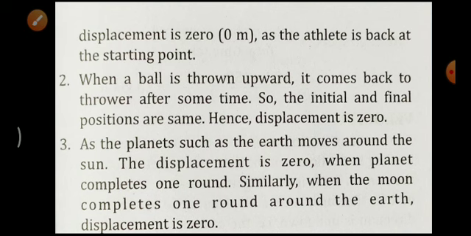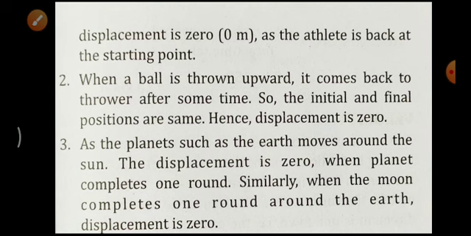Then the next one: as a planet such as the earth moves around the sun, when it completes one round, the displacement will be 0, because the initial and the final point will be the same. Similarly, when the moon completes one round around the earth, the displacement will be 0, but the distance will be different. It will never ever be 0. I hope all of you have understood all these examples.